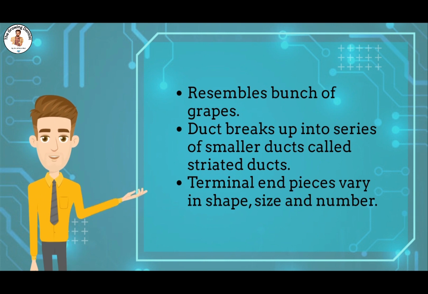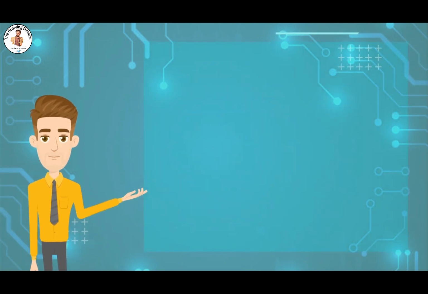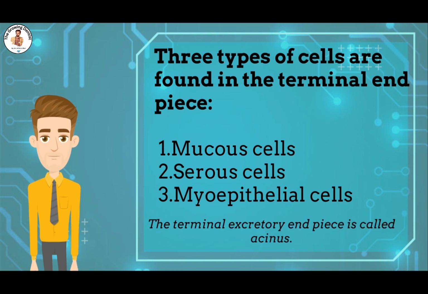Terminal end pieces vary in shape, size and number. Shape varies from simple circular to tubular or to multi-lobed polygons. 3 types of cells are found in the terminal end piece: mucous cells, serous cells and myoepithelial cells. The number and distribution vary with different secretory end pieces. The basement membrane is continuous around the terminal end piece and the ducts. The terminal excretory end piece is called acinus.